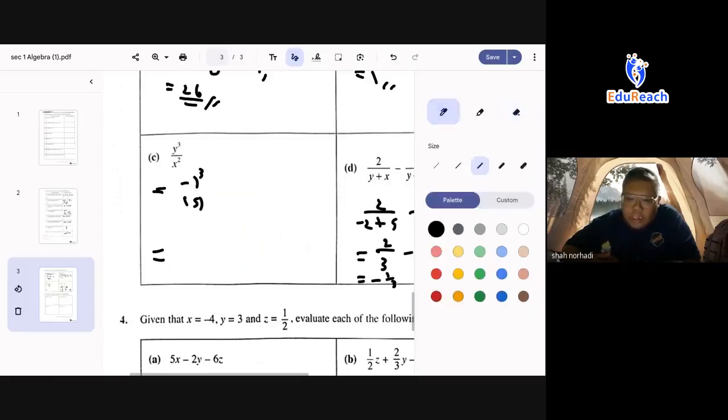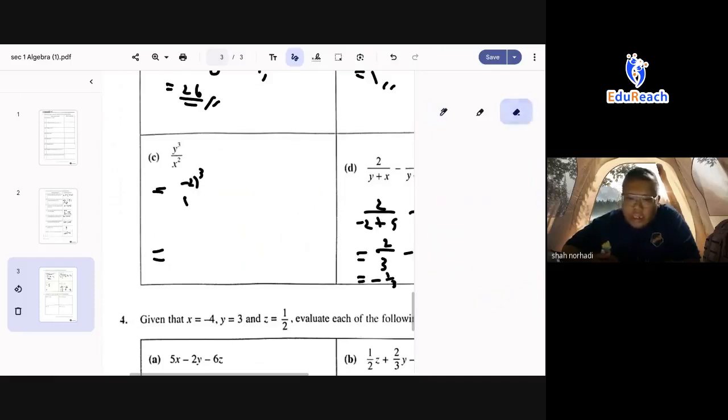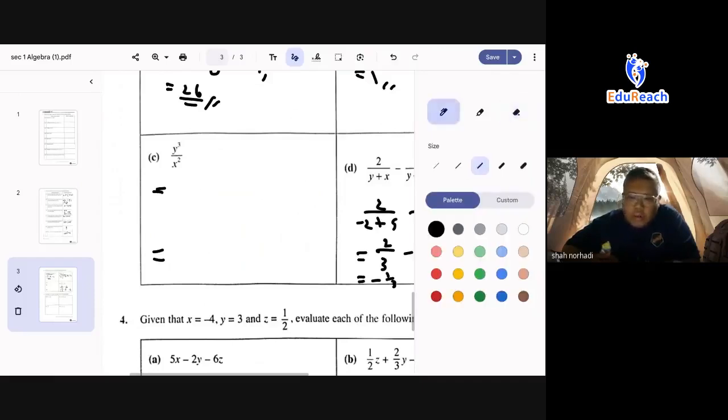This one I think better erase. Write nicely. Then open bracket first, then negative 2, close bracket, put 3. Over bracket, open bracket, 5 bracket 2. Then here you can use calculator already. So you find the answer is negative 8 over 25.